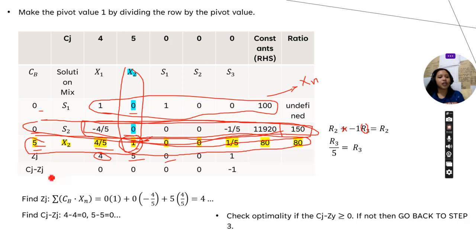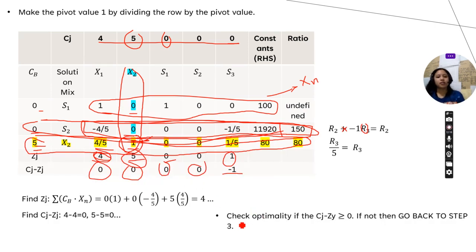To find the Cj minus Zj, we subtract; this is the value of Cj. So Cj minus Zj is 0, and then 4 minus 4 is 0, and then 5 minus 5 is 0, and then 0 minus 0 is 0, 0, and 0 minus 1 is negative 1.